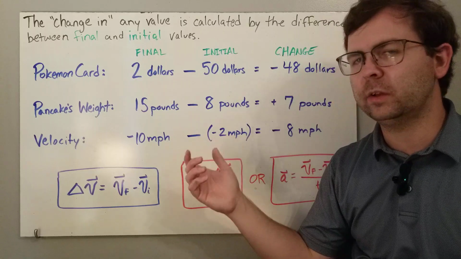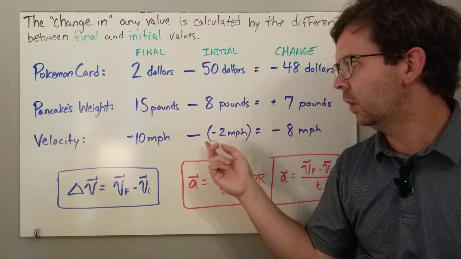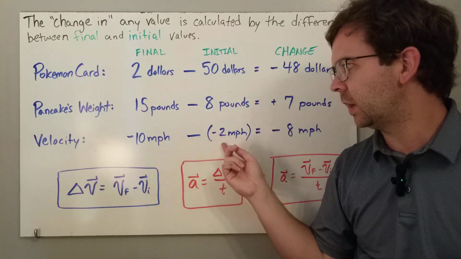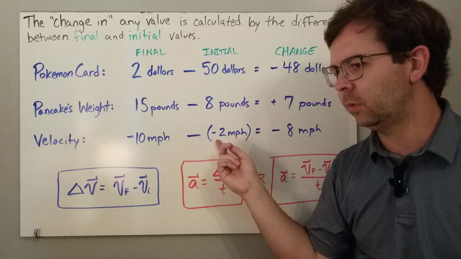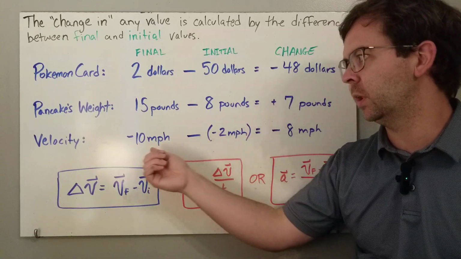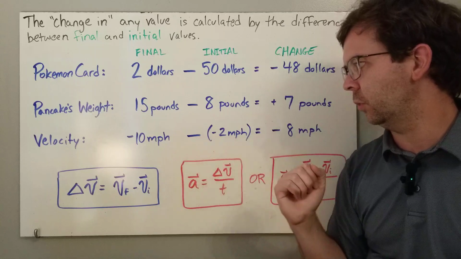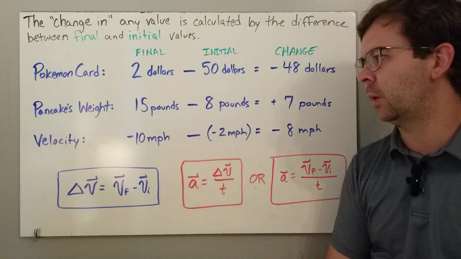So to find the change in your velocity, you do the final minus the initial. So negative 10 minus negative 2. Now when you're doing a subtraction and you're subtracting by a negative symbol, these two negative signs turn into a positive. And so you end up adding negative 10 plus 2, and that gives you a change in velocity of negative 8 miles per hour.